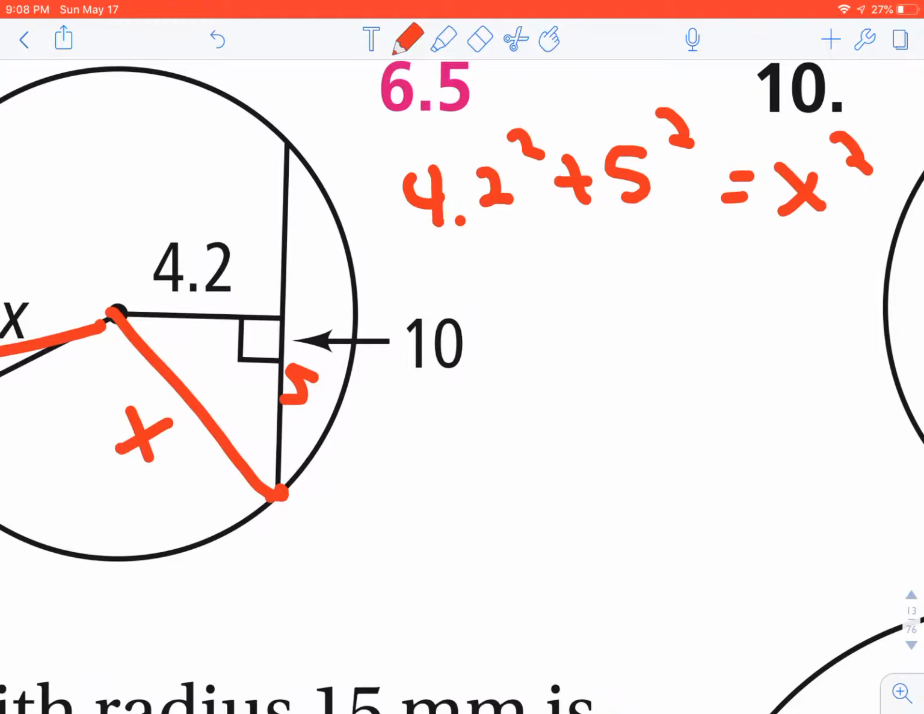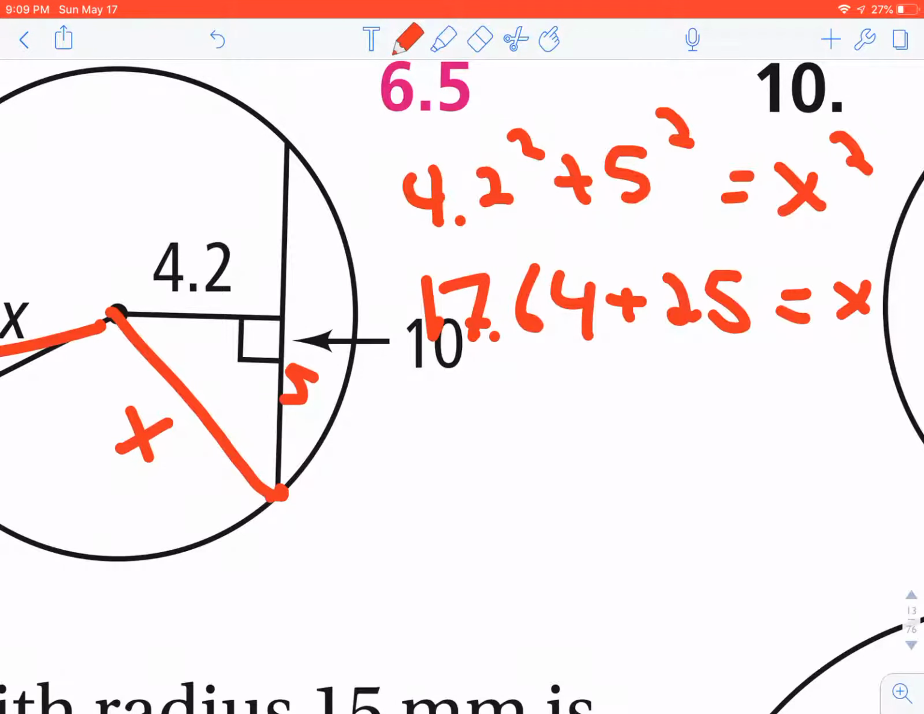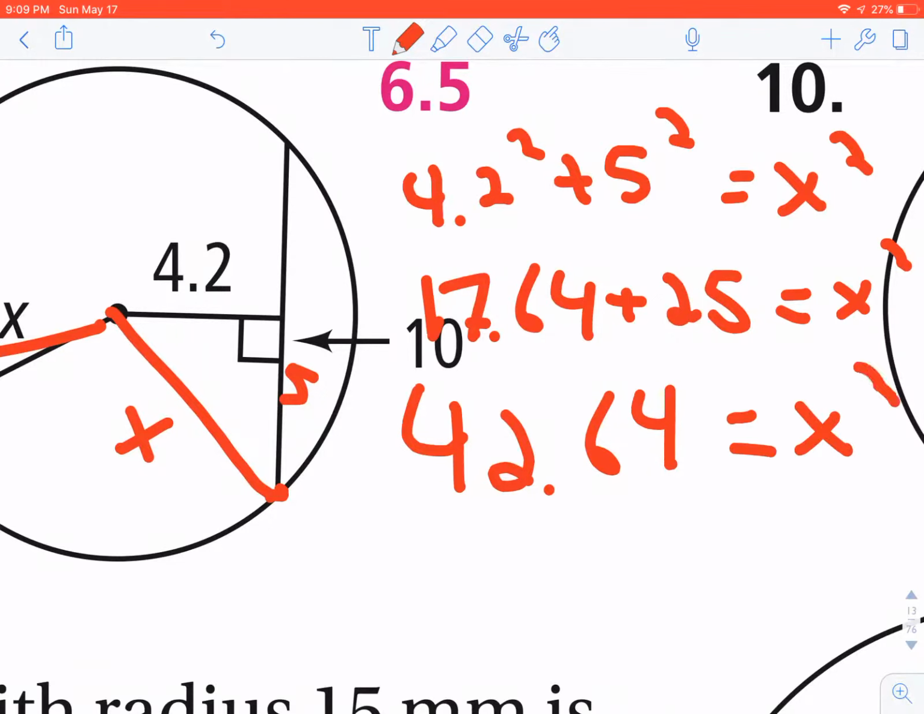Alright, 4.2 squared gives you 17.64, plus 25 is equal to x squared. When I combine those together, I get 42.64 is equal to x squared. Square root both sides, and you get 6.5 there for x. Okay, any other questions?